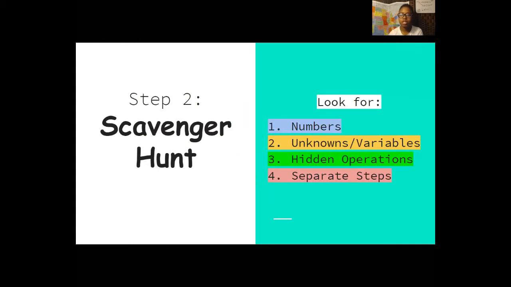So now let's go on a scavenger hunt for these 4 important components of the problem that we're going to need to solve. So we're going to need numbers. We're going to need to know the unknowns or variables. We're going to need to find the hidden operations in the problem. And we're also going to need to find the separate parts, if there are any, to solve in this problem.